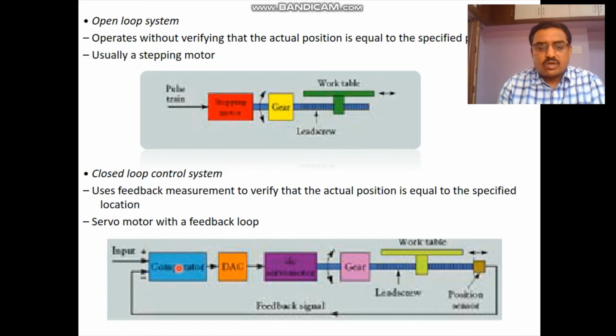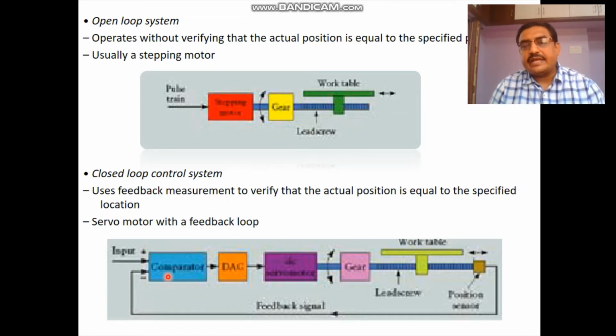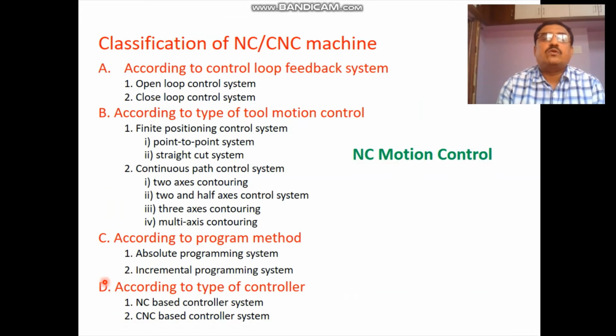With the same servo drive, then machine tool and feedback device, with the feedback control signal again given to the MCU, corrective action will be taken if there is error in the actual motion. So that control system is called closed loop control system.